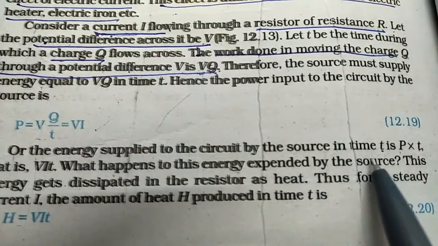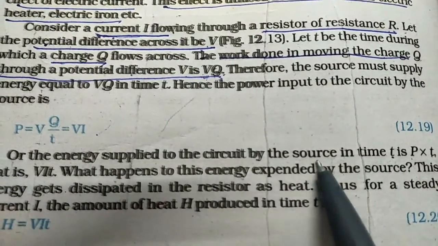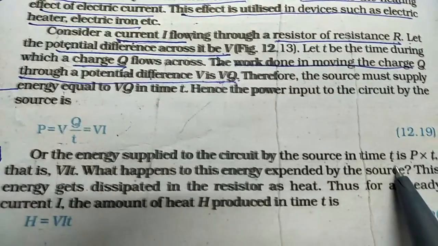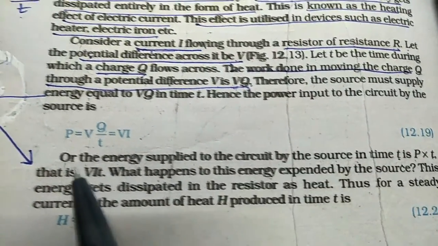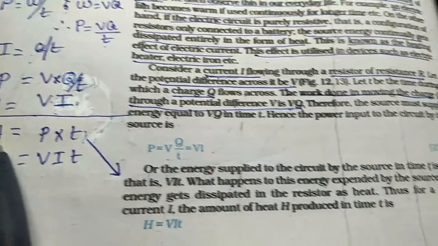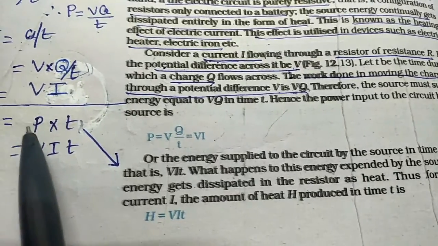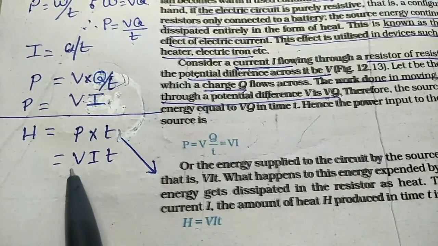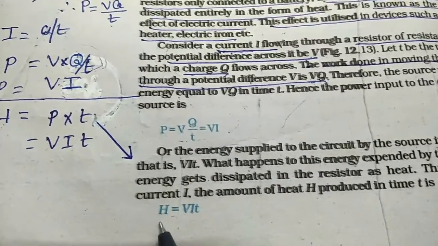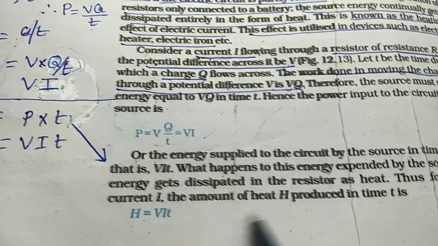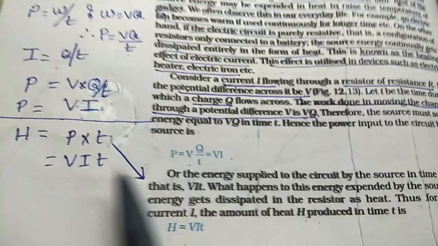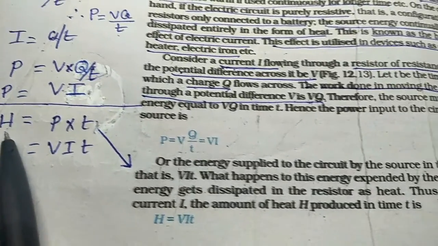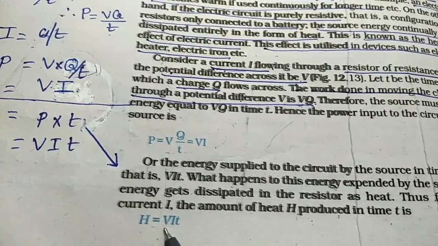The energy supplied to the circuit by the source in time T is P into T. So here you have this H is equal to P into T. Now in place of P we can put P is equal to VI, so we get VIT. That is how we get H is equal to VIT. This is the amount of heat produced. H is the amount of heat produced with time T, which is equal to VIT. Now go to the next page.